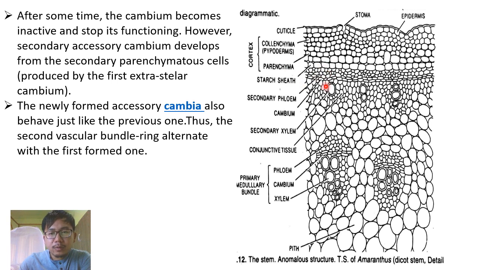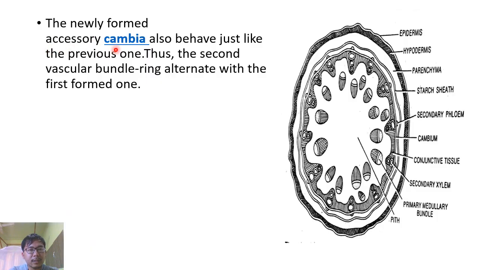And that cambium will stop its activities again, and another layer of cambium, a secondary layer of cambium, will be produced, and because of that they will form a ring-like structure. All right, the newly formed accessory cambia also behave just like the previous one. Thus the second vascular bundle ring alternates with the first formed one.